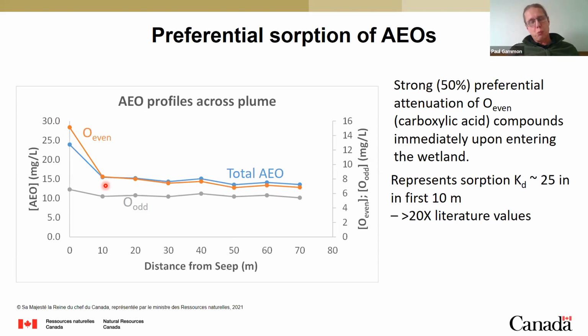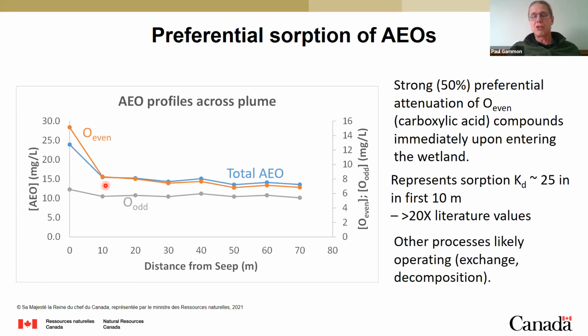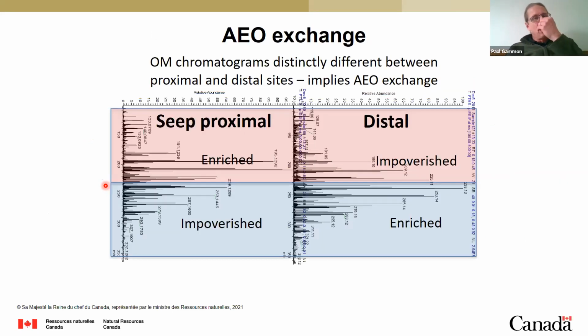Well, literature values, and there's very little literature data to start off with, take that with a grain of salt, but they suggest much more in the vicinity of 1 rather than 25. So it doesn't suggest that this is a sorption system. It's more likely exchange and decomposition. We can look at that in a little bit more detail in AEO exchange.